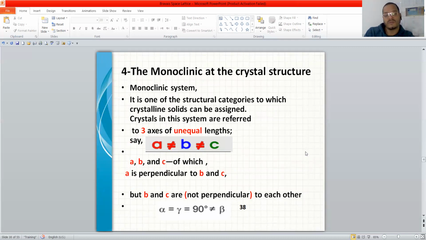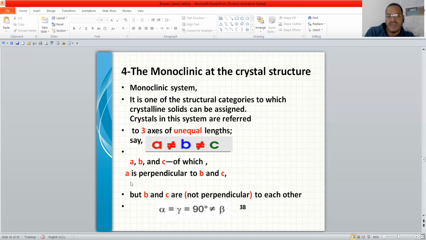Now, the 4th kind of crystal structure is the monoclinic crystal structure. The monoclinic system is one of the structure categories to which crystalline solids can be assigned. Crystals in the system are referred to 3 axes of unequal lengths. Here, what's the difference from the orthorhombic? Both the orthorhombic and the monoclinic deal with 3 different vectors, A, B, C. Let's take a deeper look to know the difference between the monoclinic and the orthorhombic.